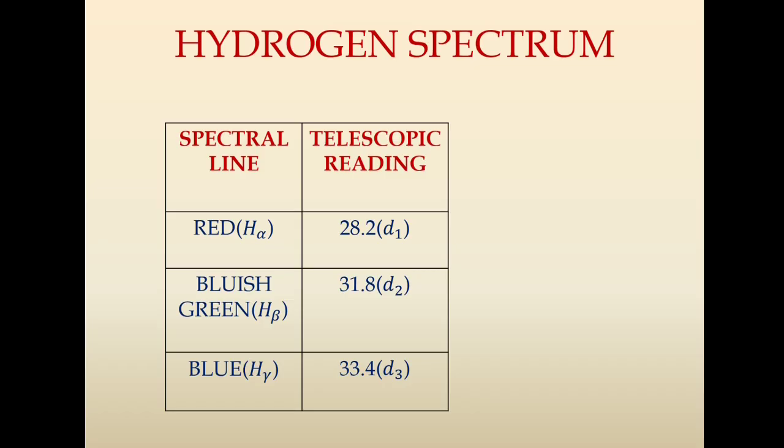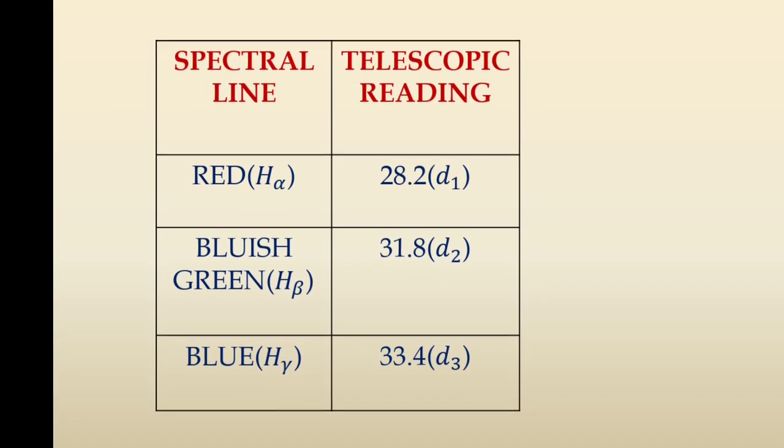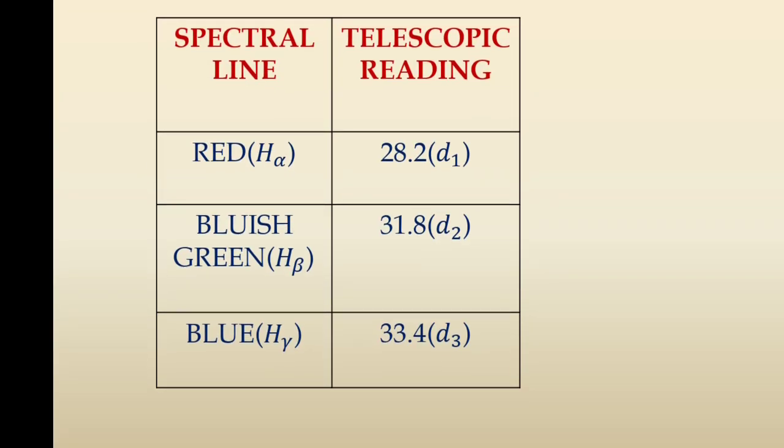So these are the experimental readings taken for hydrogen spectrum. For the red line, that is H alpha, the telescopic reading or the scale reading is 28.2, which we are going to take as D1 henceforth. And then for bluish green color, which is generally called H beta, it is 31.8, taken as D2. And the blue color H gamma line, it is 33.4, which is taken as D3 here. Or in general you can call it DH, instead of calling it D1, D2, D3.